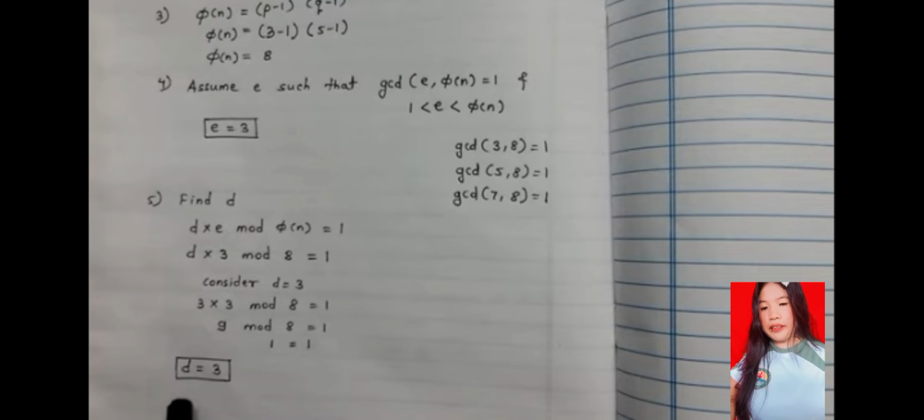Next step, find the value of D. D times E mod phi of N equals 1. Substituting the value E equals 3 and phi of N equals 8, D times 3 mod 8 equals 1. Consider D is 3. 3 times 3 equals 9, and 9 mod 8 equals 1. So the value of D is 3.